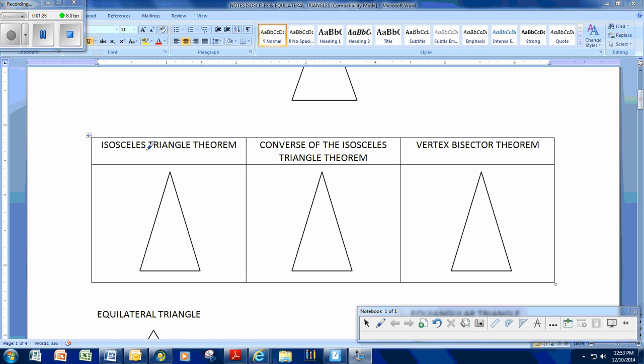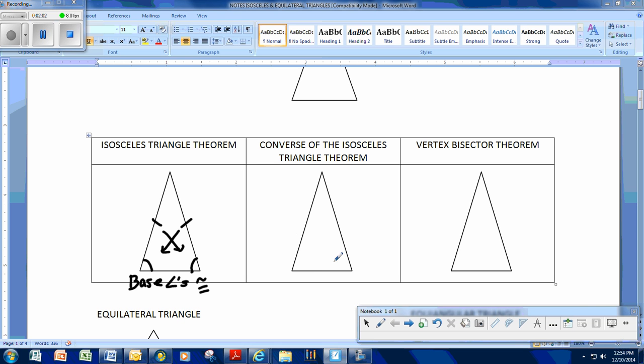Okay, so let's continue and talk about something called the isosceles triangle theorem. What the isosceles triangle theorem states: if two sides of a triangle are congruent, then the angles opposite those sides are also congruent. So basically what this is saying is that the base angles of any isosceles triangle are congruent.